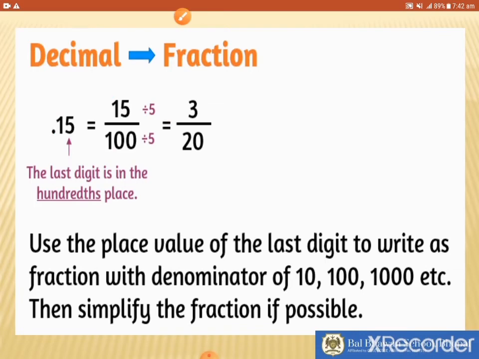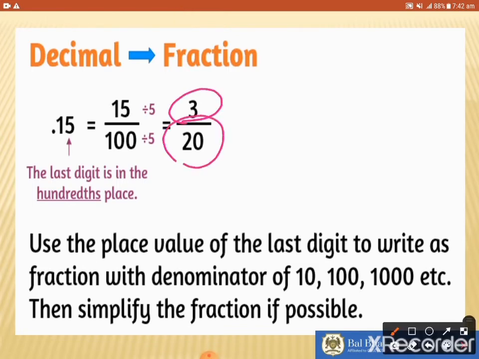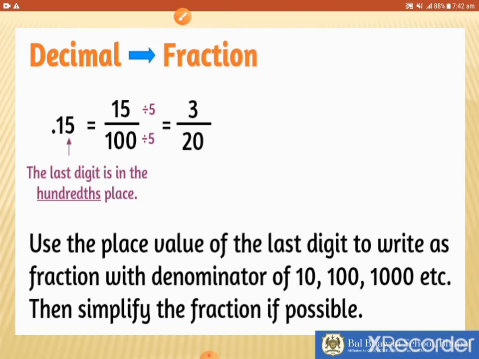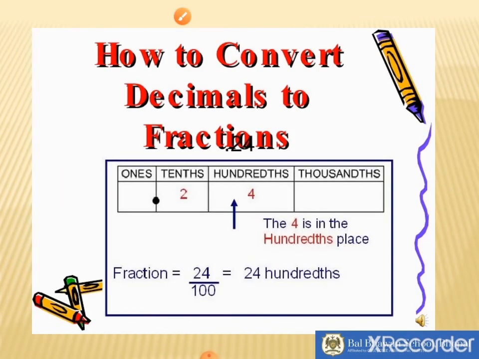If you have converted into a fraction, you should always write the fraction in its lowest form. It means 15 upon 100 can be cancelled by 5. 15 divided by 5 will give you 3, and 100 divided by 5 will give you 20. So, the fractional form of the decimal number 0.15 is 3 upon 20. Let us look at some more examples.